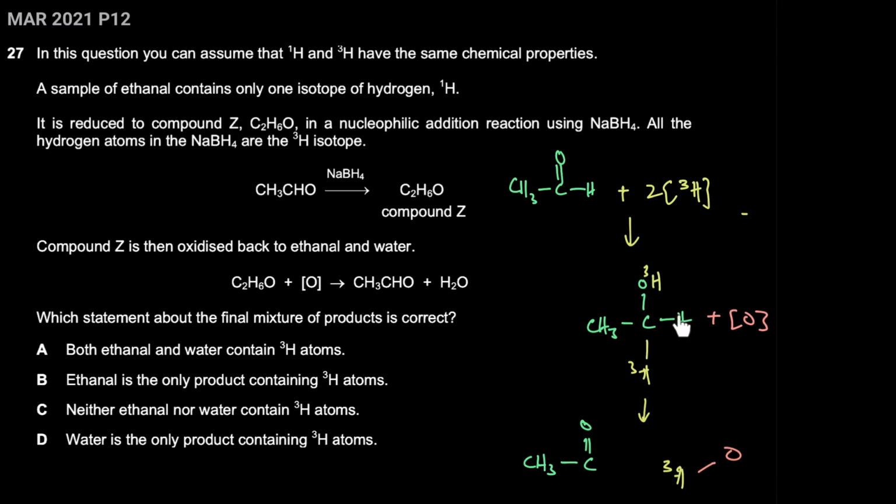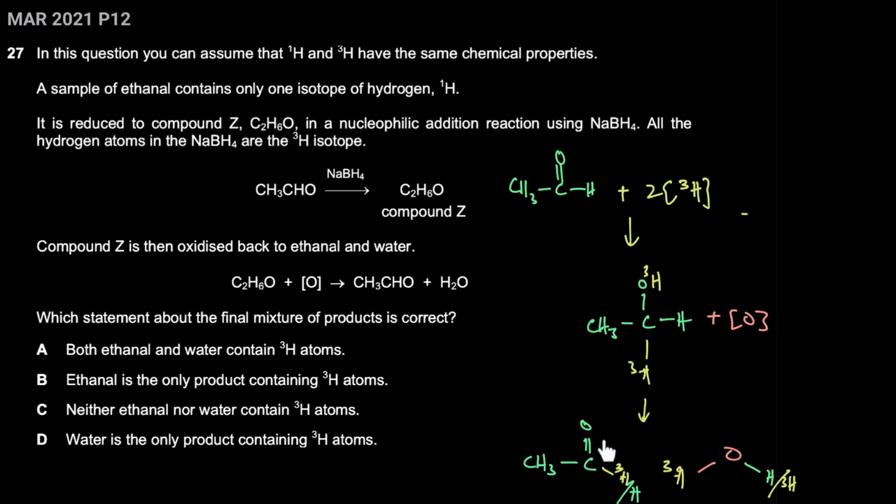And then it's equally likely that either of these two isotopes of hydrogen are removed. In other words, the final product can have the hydrogen 3 isotope, or it can have the hydrogen 1 isotope. Similarly, if you look at the water molecule, we already have one hydrogen 3 isotope, but the other hydrogen atom may be a hydrogen 3 or a hydrogen 1.